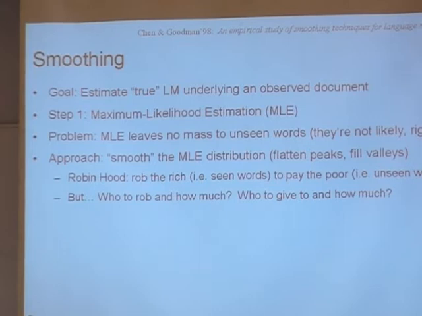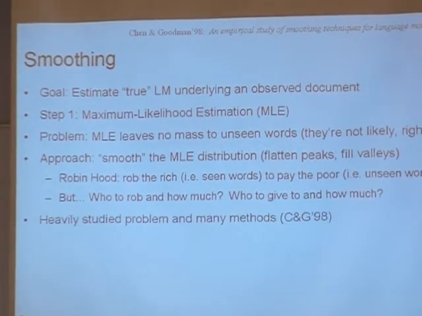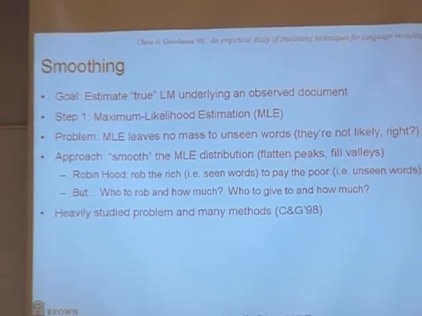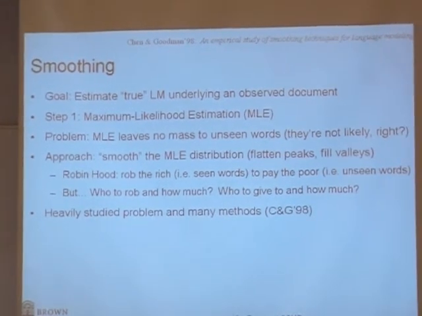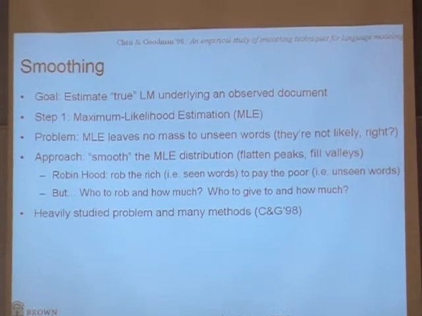The question, of course, is who do we steal from and how much, and who do we give to and how much? This is a heavily studied problem, and there are many methods, and Chen and Goodman here is the oft-cited technical report that talks a lot about this theory. One of the reasons why language modeling has been so attractive to the IR community is that there is this strong statistical foundation and set of methods that they can build on, whereas you don't have this sort of thing with the TF-IDF approach historically.